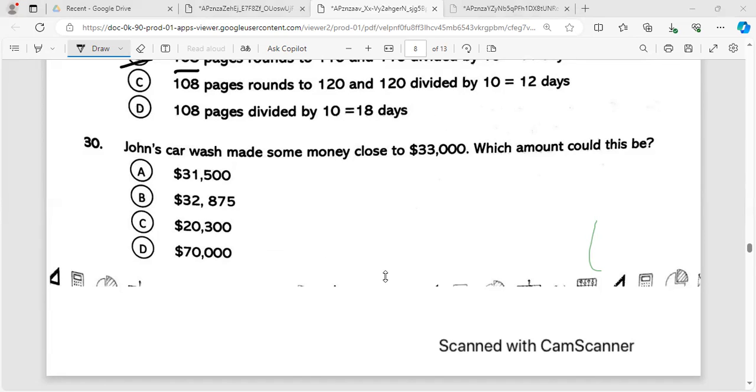Sir, I say B. 32,875. That is very close to 33,000. He said John Carwash made some money close to 32,000. Which amount would this be? 31,500, 32. I agree with B. Yeah, because you round it up, guys. You round it up. Right? So it would be 32,000. Because it passed 500, you round it up. This would be close to 32 when you round it up.